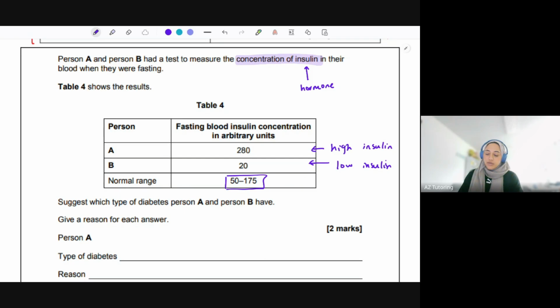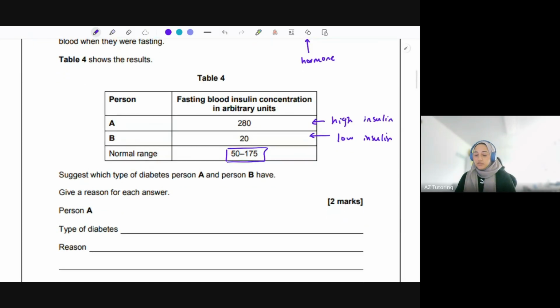So we can see person B is not a normal amount of insulin, but person A's got too high insulin. They're higher than 175. So this is too high and then that's too low. Okay. So both of them basically have diabetes, person A and person B. Suggest which type of diabetes person A and person B have.